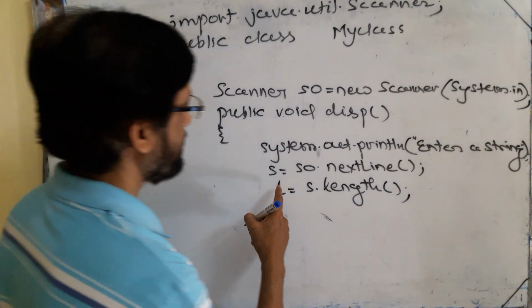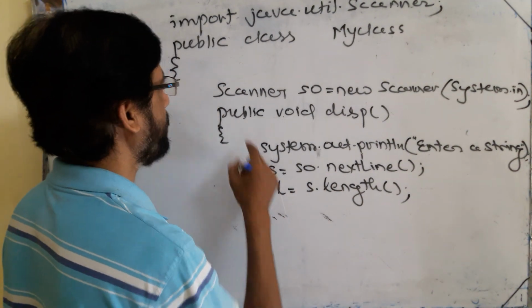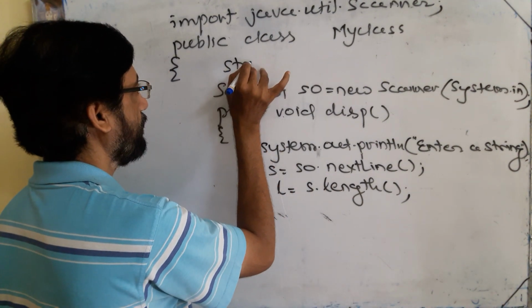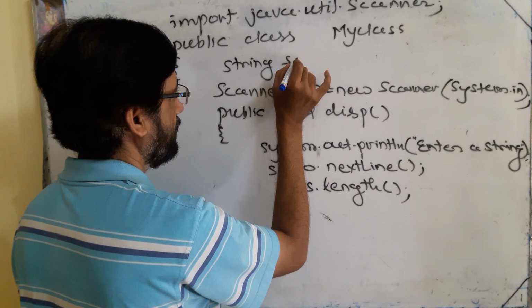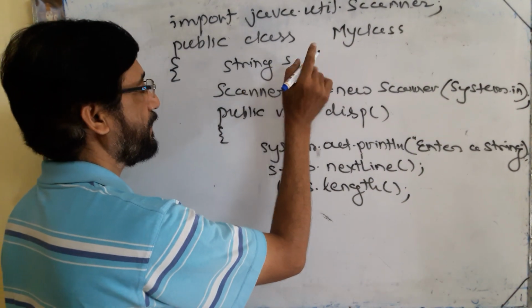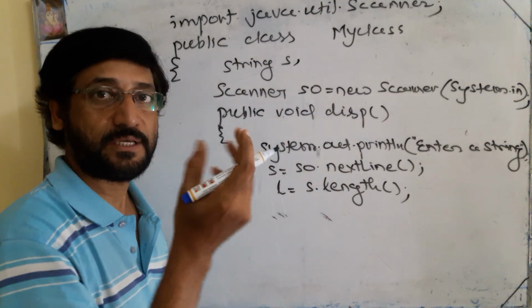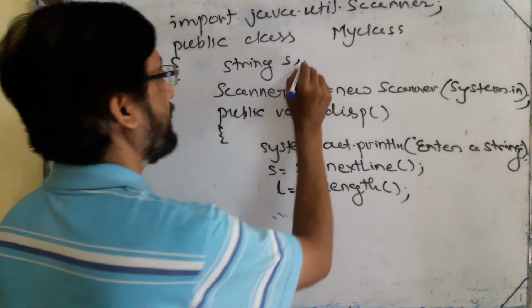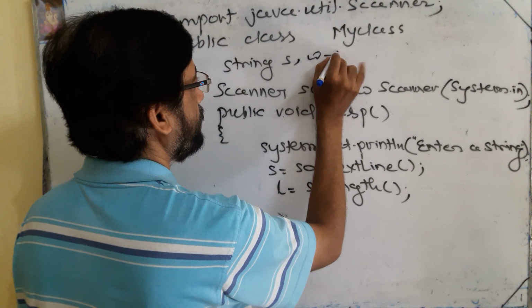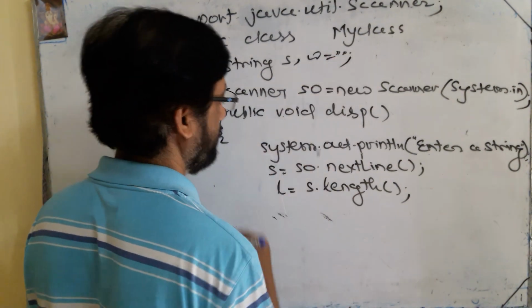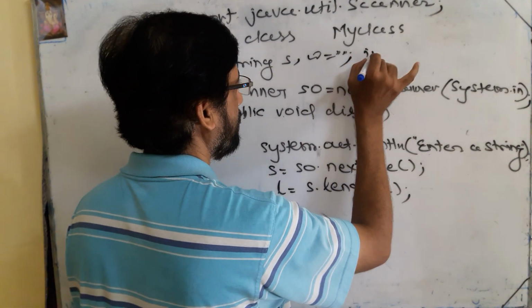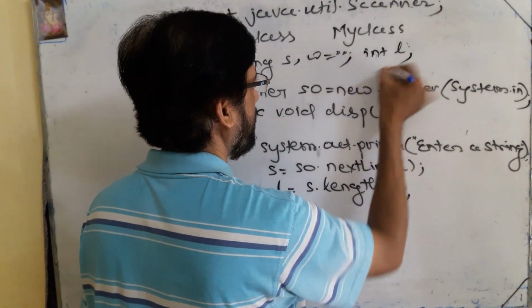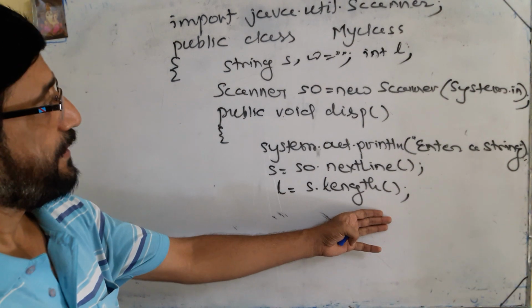So s is of type string, so you declare it: String s. There is another variable we need, to keep the reverse of the string. Let it be w, and w's initial value is null. Then again l is of type integer, int l. So now you find the length of the string.